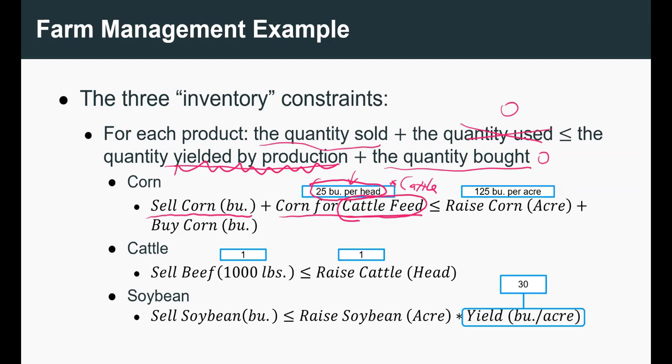And on the right-hand side, this is the quantity yielded by production. So again, we have to times 125, and this one is the acres of land used to raise corn. And for corn, we do allow buying corn from the market. That's the other variable there. And again, if you move those two variables on the right-hand side to the left-hand side, then the coefficient in front of them becomes negative.